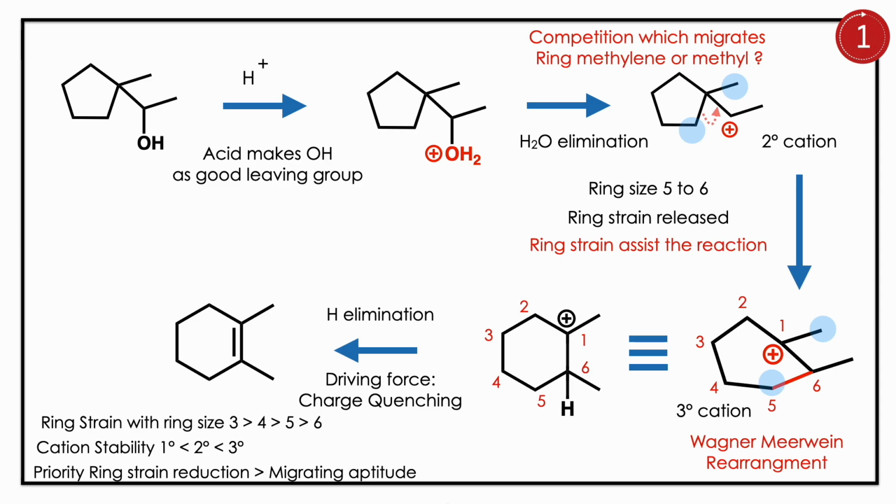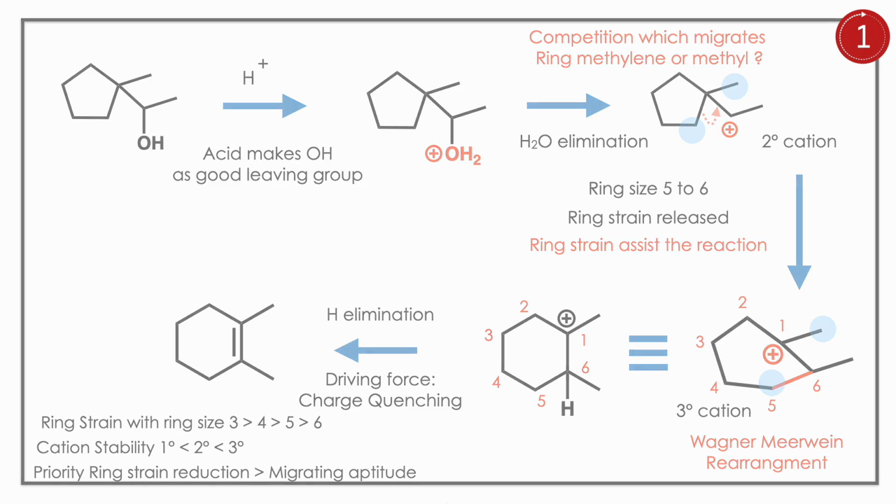If you redraw nicely, you have the cation in the system. It has to be quenched. It will be quenched as an alkene. Here the competition of migration happens: methyl or ring opening. Both can migrate, but ring opening will reduce the strain in the system. The concept you have to learn here is that reducing the strain is the highest priority, more than the migratory aptitudes of the functional groups.